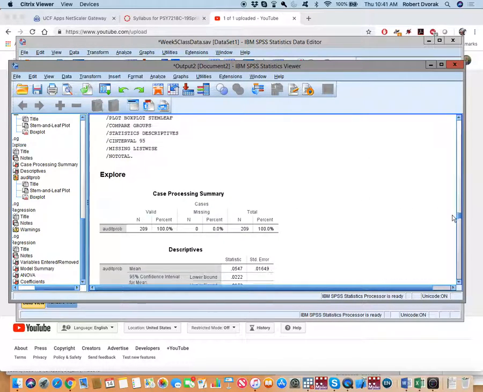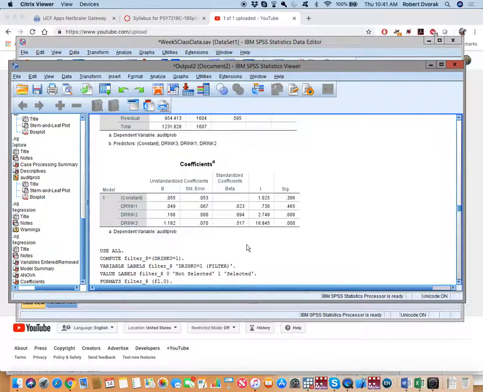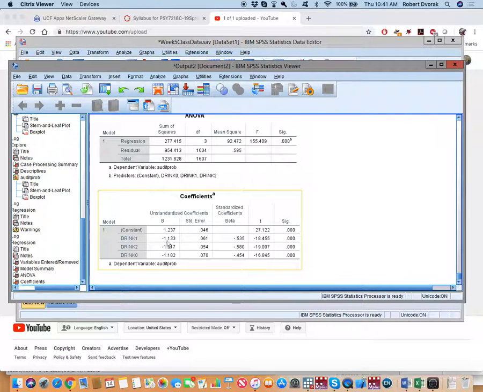Okay, let's scroll up. 1.182, just the signs flipped, right? Now notice we have 0.049 and 1.666. Those are going to change drastically, because they're now in reference to drink 3, right?